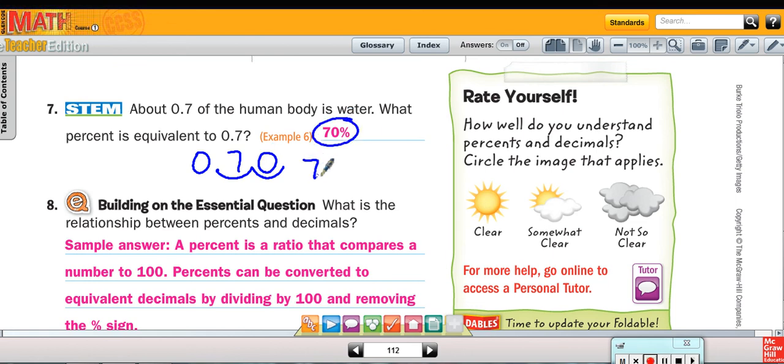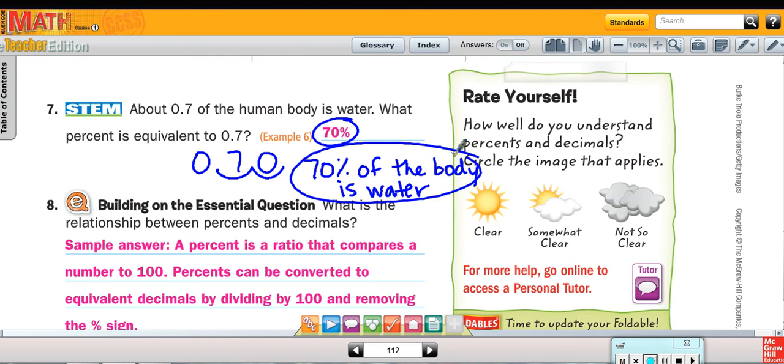Because it's a word problem, I'd really prefer that we have the label. So 70% of the human body is water would be a better answer than just writing the 70%.